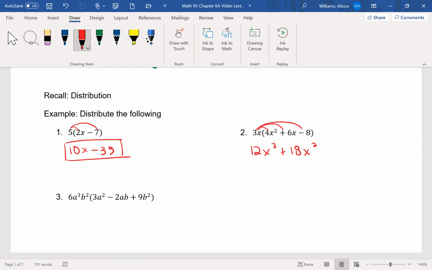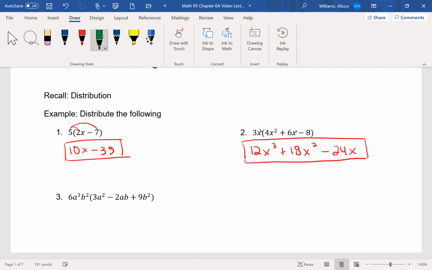x times x gives me x squared. And then for the last term, 3 times 8 is negative 24. And then we just carry the x over into the answer. Okay, so just reminding ourselves here, there are ones on these variables, little invisible exponents that are 1, and that's what we're adding when we distribute for the variables. Okay, so here, let's practice that again.